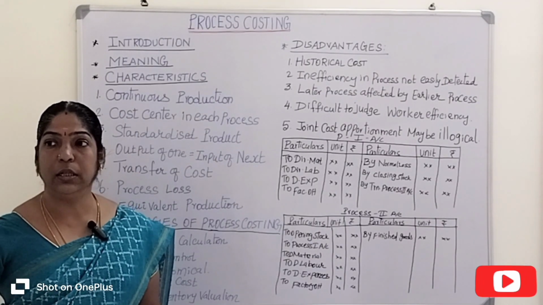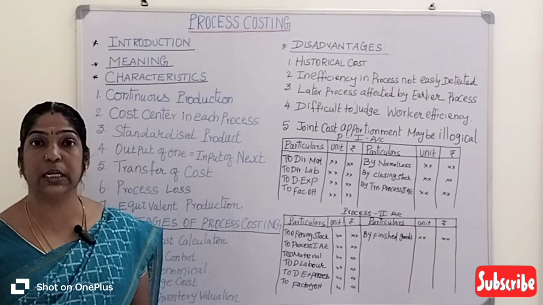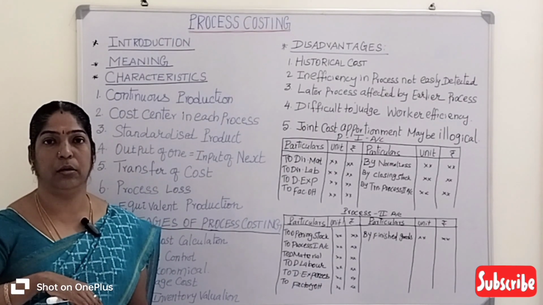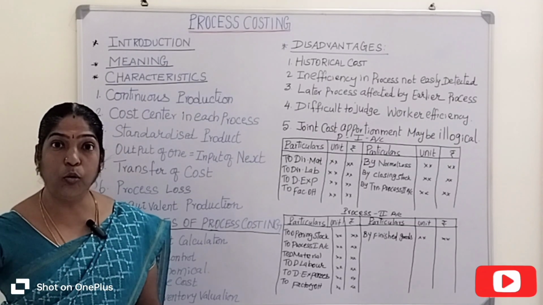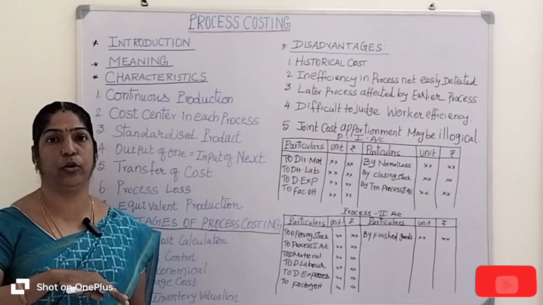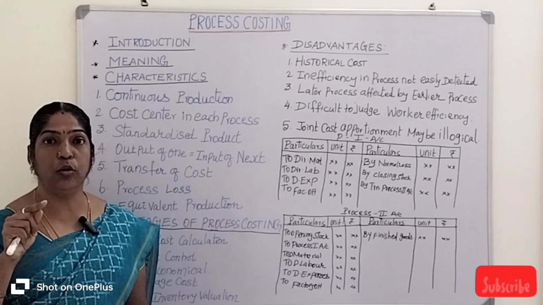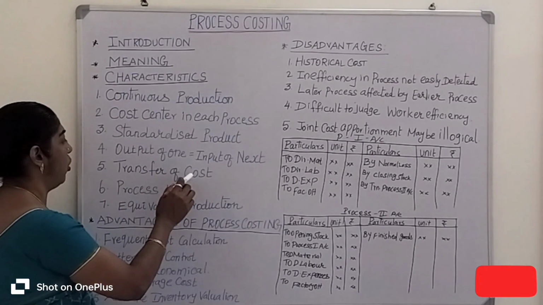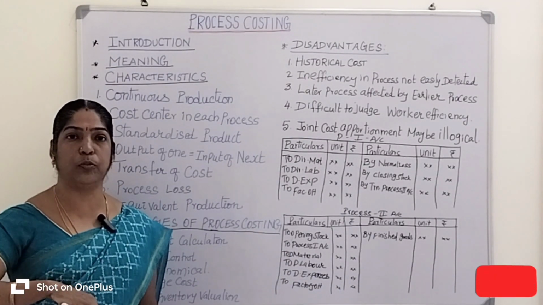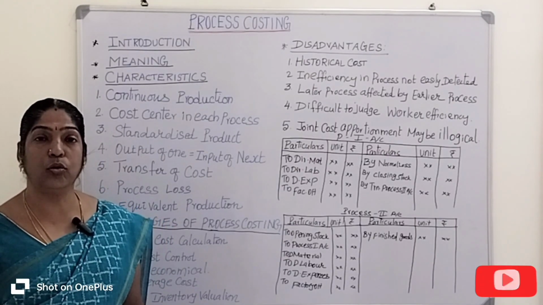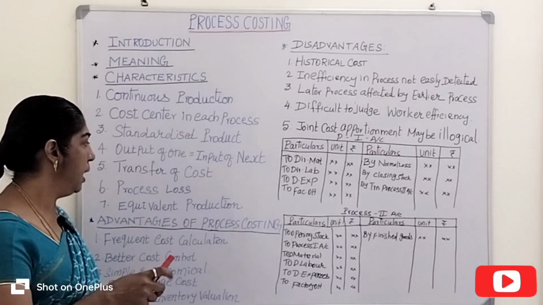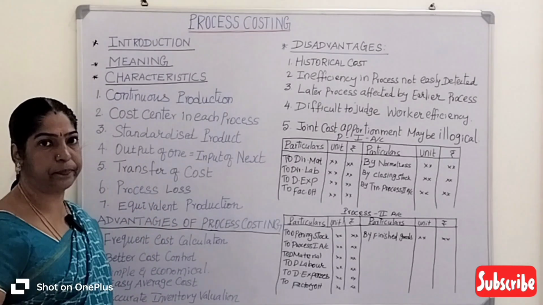Then the semi-finished soap is transferred as an input to the second process. Along with the output, the total cost of the first process also goes along with that output. So what we know about it is transfer of cost. Whenever the output transfers from the first process to the next process, the cost also goes along with that output to the next process. Got it? Let's come to process loss.